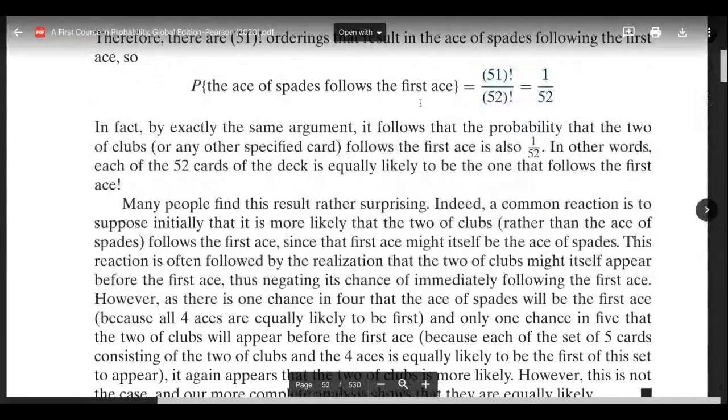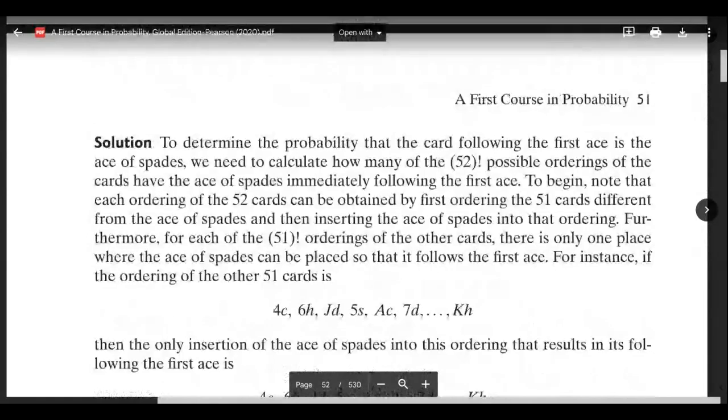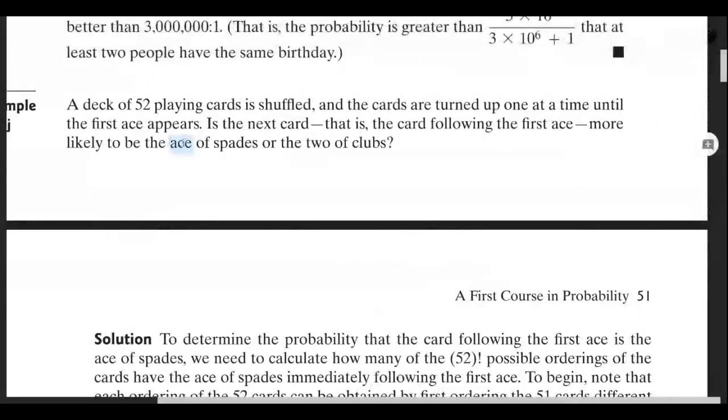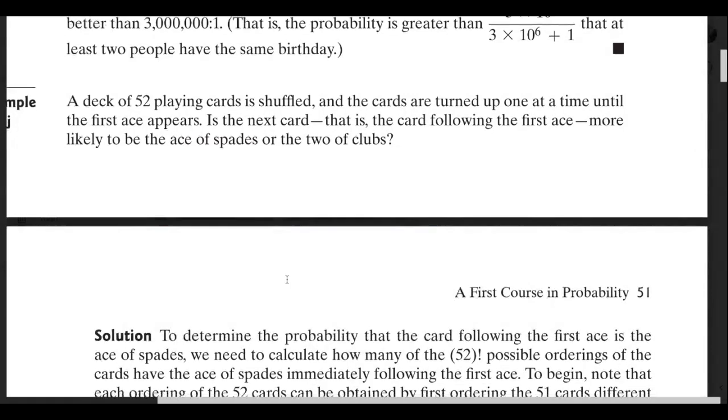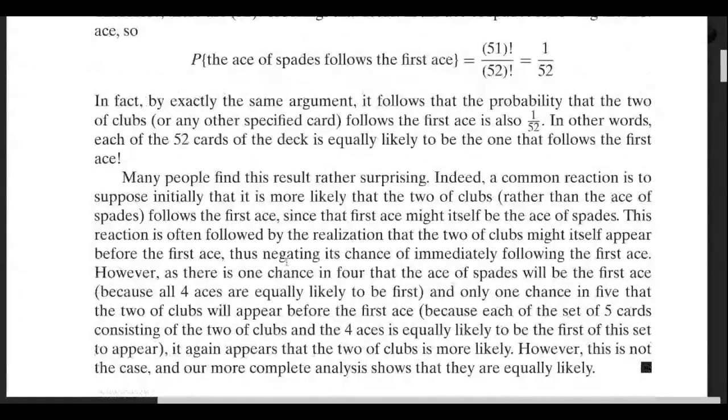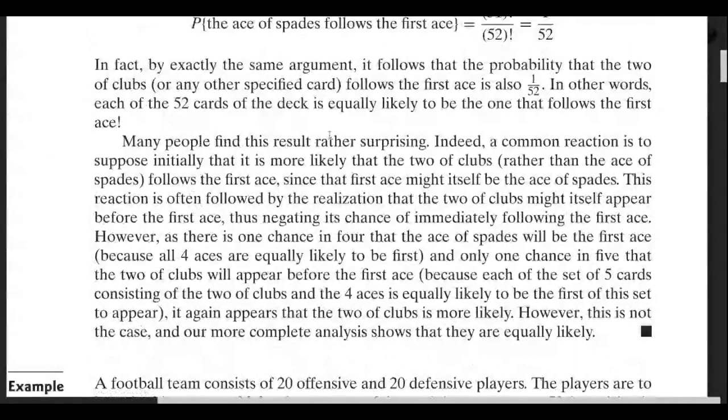This is interesting, right? Because by intuition, one ace already appeared, and we only have 3 aces left in the 51 cards. But this is only one of the suits, the clubs. The intuition is maybe the two of clubs has more chance, that the probability of the two of clubs appearing is bigger than the ace of spades. No, they are equally likely to appear. So this is also a very classic probability situation.